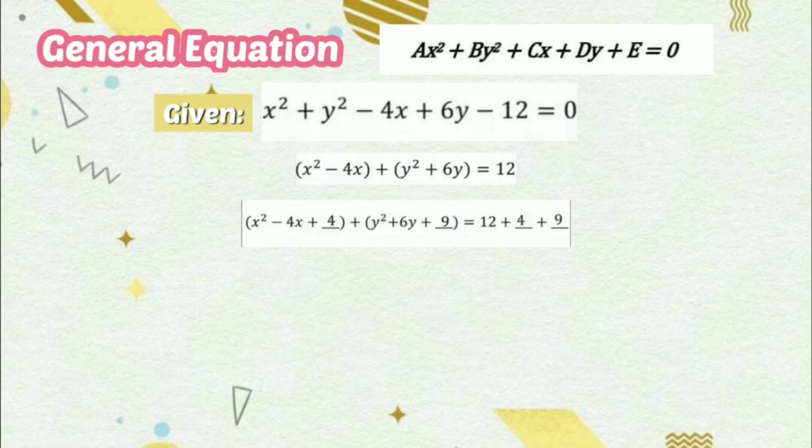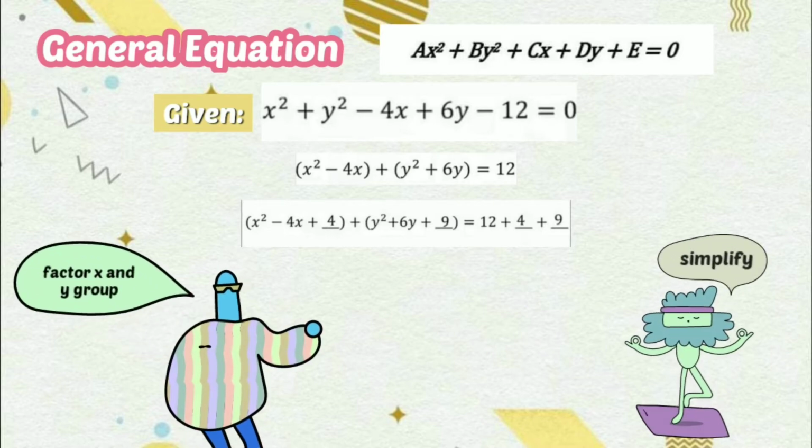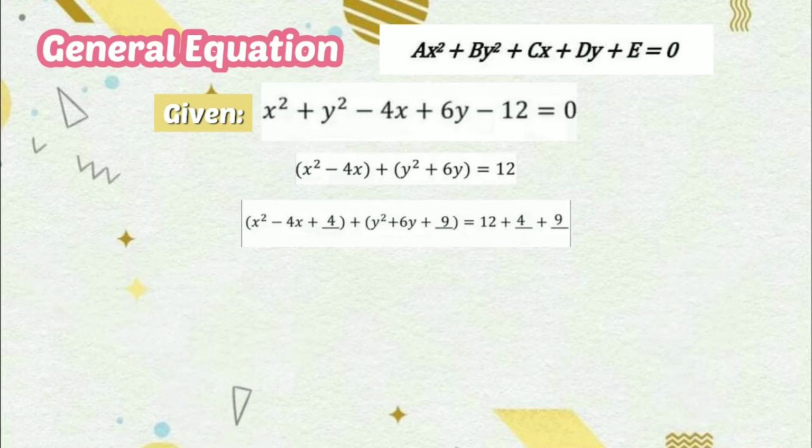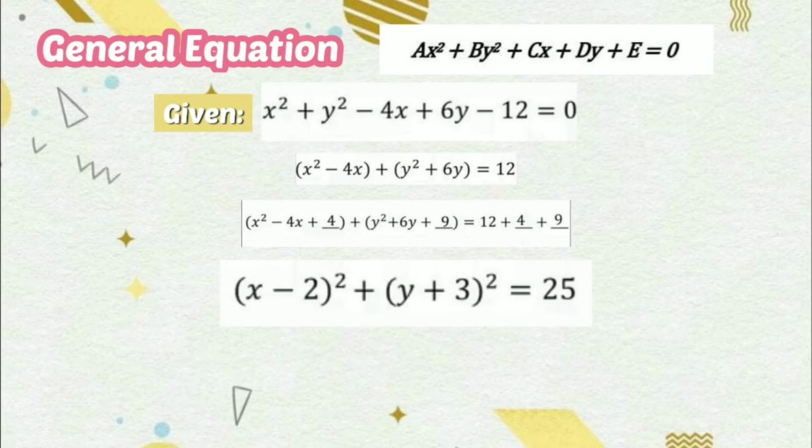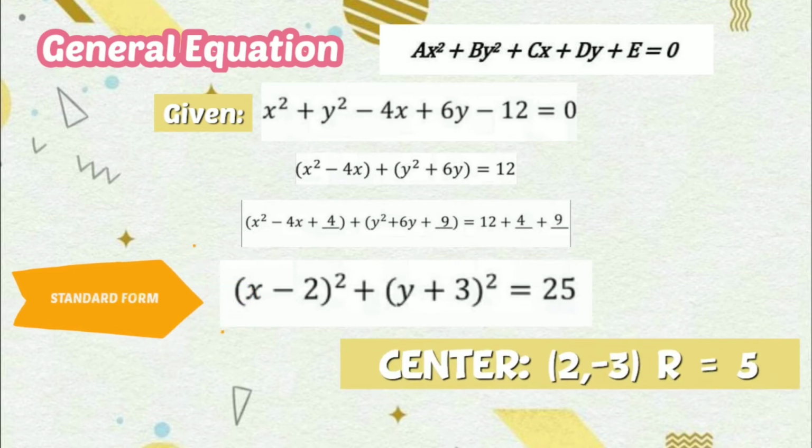The last step is to factor out our groups and to simplify the right side. That will give us (x minus 2) quantity squared plus (y plus 3) quantity squared equals 25. Now that we have converted the general equation given a while ago, and we have the standard form already, we can now easily identify the center and the radius of the given equation. The center is at (2, -3), while the radius is 5.